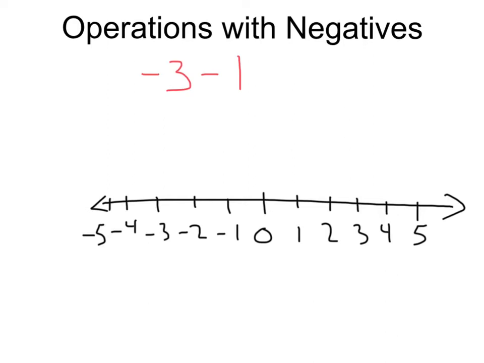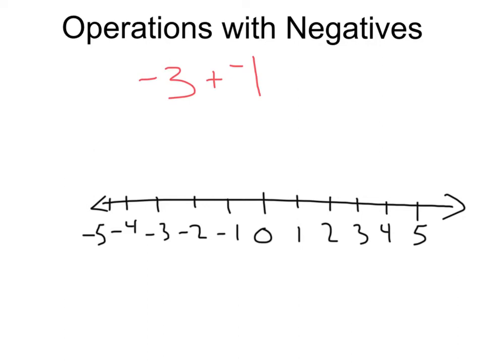Next, let's take a look at negative 3 minus 1. Well, I'm starting at negative 3 here, and I'm subtracting, so I go to the left, minus 1, and I'm finishing at negative 4. So negative 3 minus 1 is going to give me negative 4.